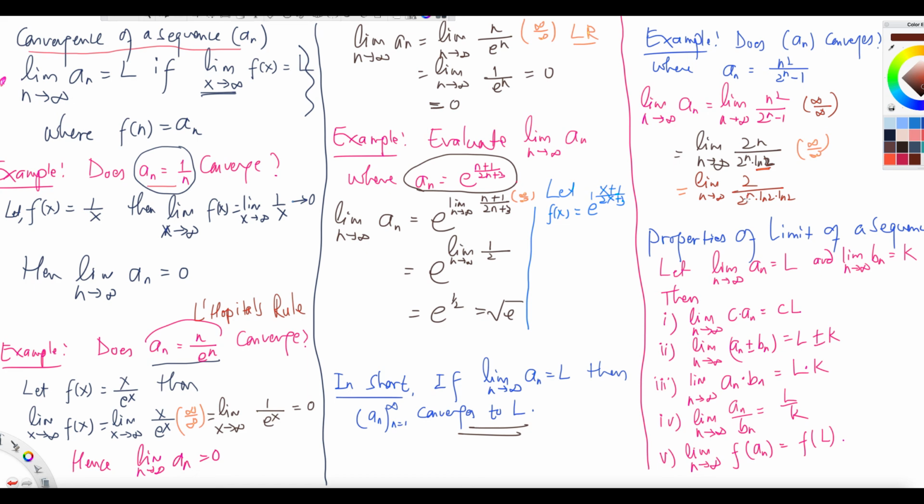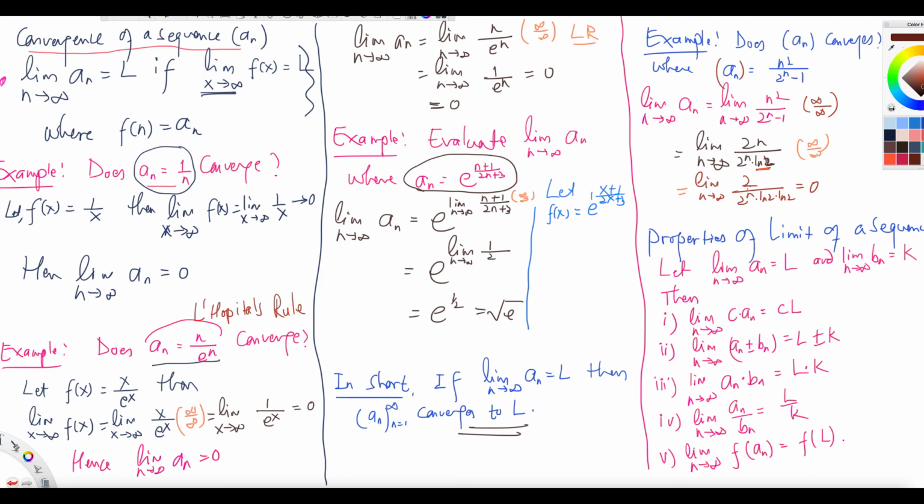Now let us plug in the limit as n tends to infinity: 2 over 2 to the infinity times natural log of 2 times natural log of 2. It is 2 to the infinity in the denominator, a huge number. So 2 over a huge number will be 0 again. So the limit of a_n is also 0. This sequence converges to 0.